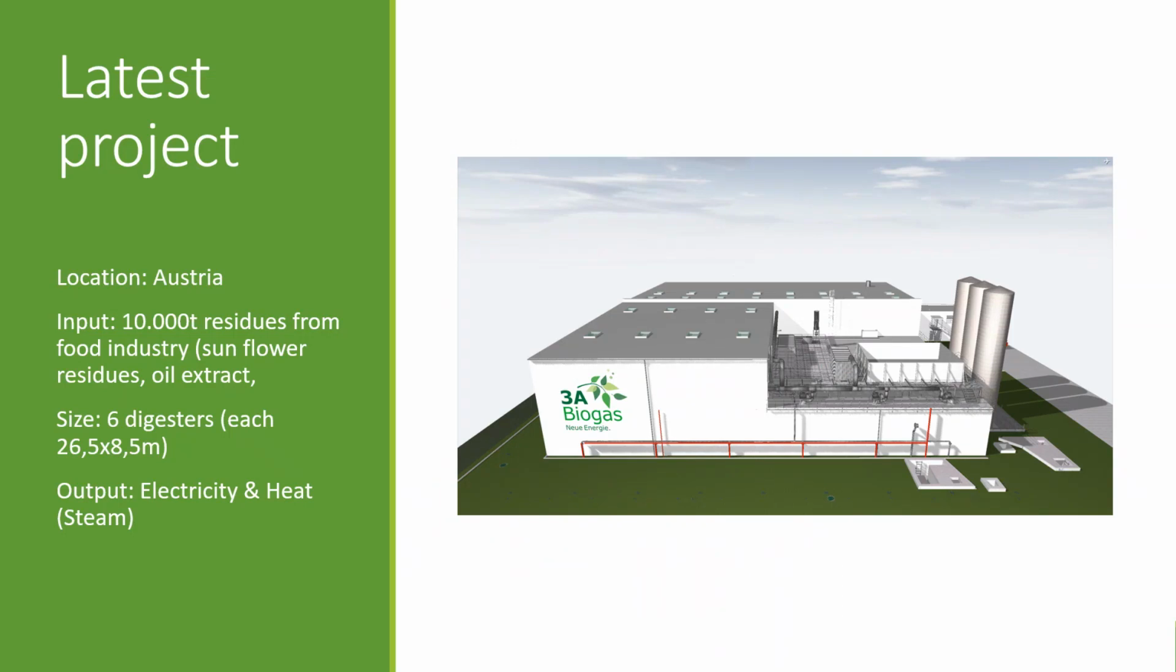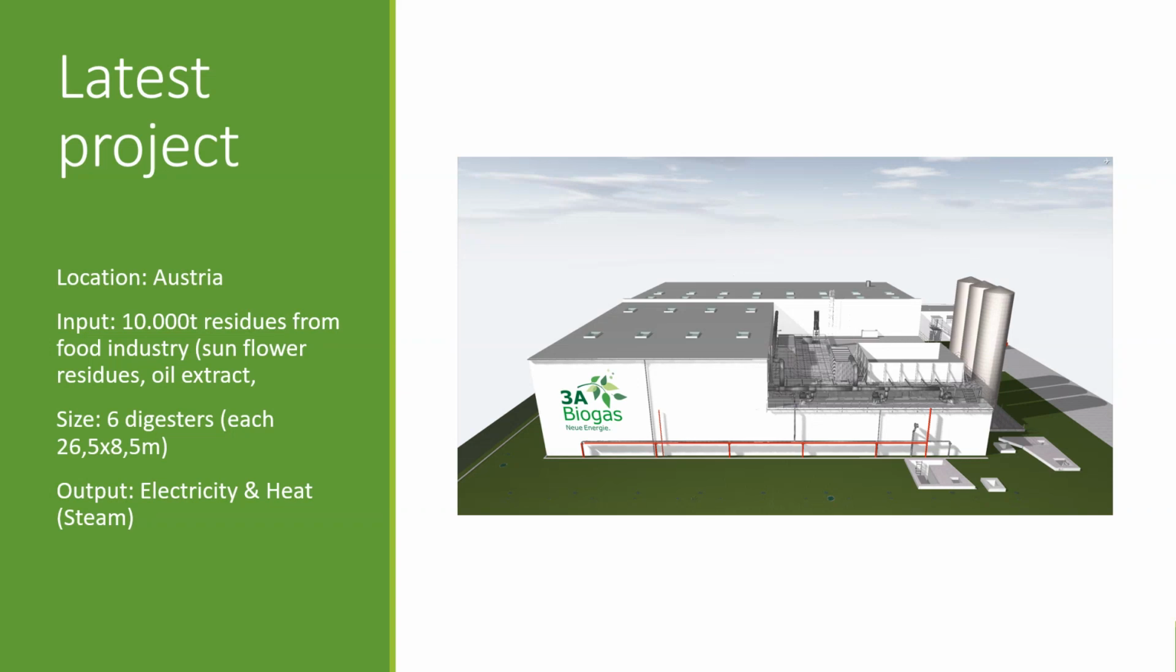Okay, I want to show you some drawings of our latest project in Austria. It's a project for a customer in the food industry. We are treating 10,000 tons of residues from oil production, that means sunflower residues from oil extraction. The size of the plant is 6 digesters, each with a width of 8.5 meters, a length of 26.5 meters, and a height of 5 meters. The biogas is used to produce electricity and heat, a power of 850 kilowatts, and the heat is used to generate steam for their production process.